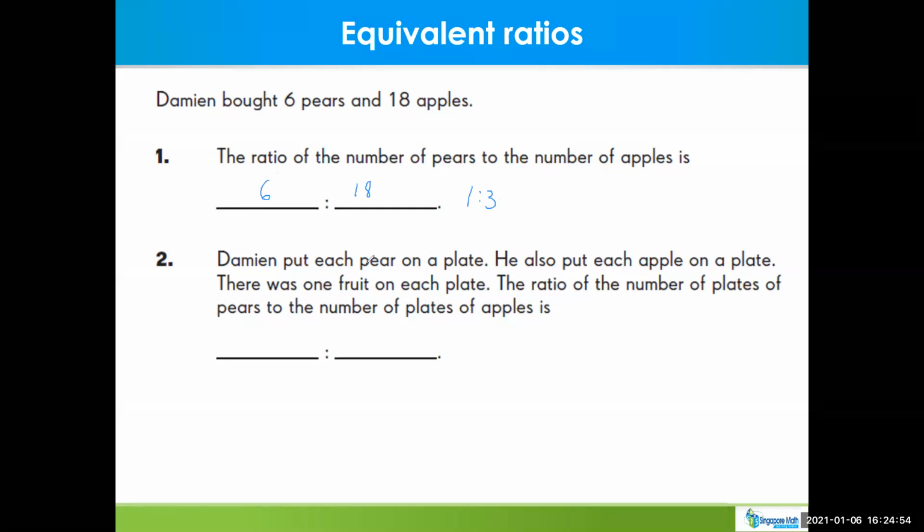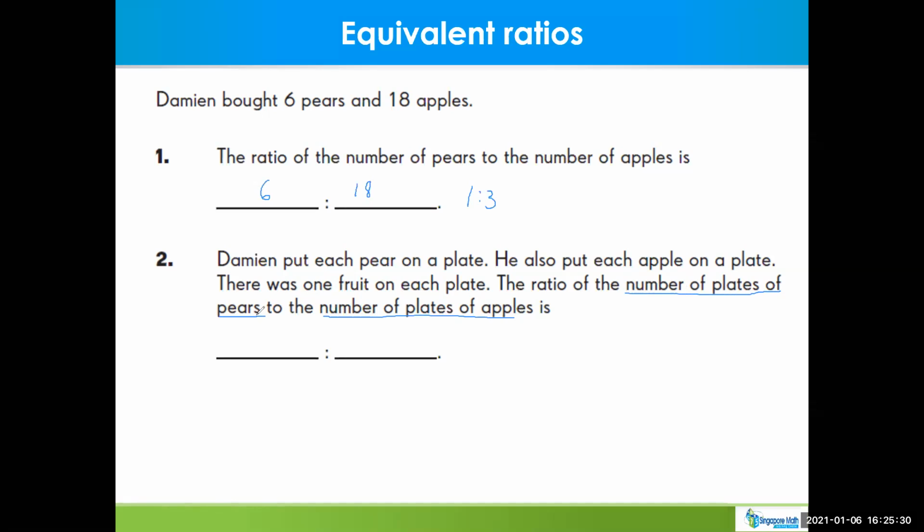Damien put each pear on a plate, and he put each apple on a plate. So there was one fruit on each plate. And the ratio of the number of plates of pears to the number of plates of apples is, that's what you have to find out. Isn't it the same thing since one fruit is on each plate? Yes, okay. So Anne, what do you think?